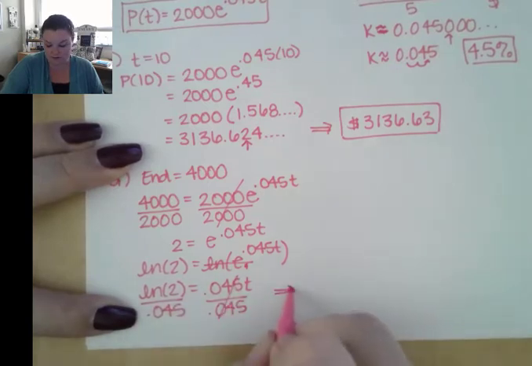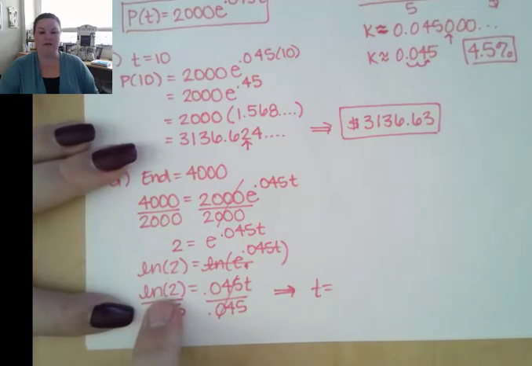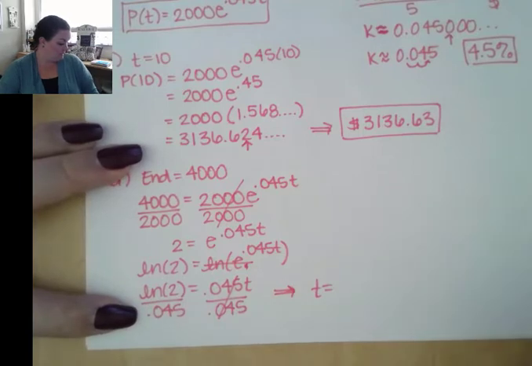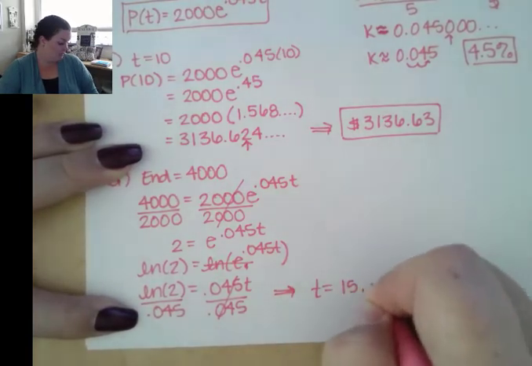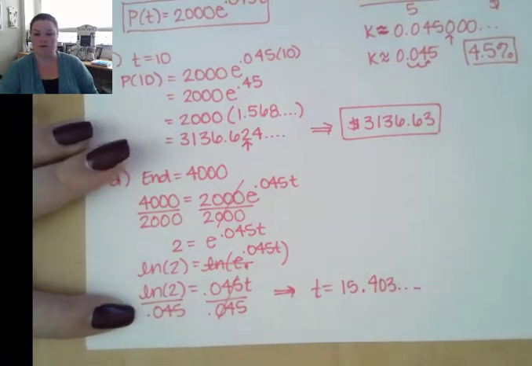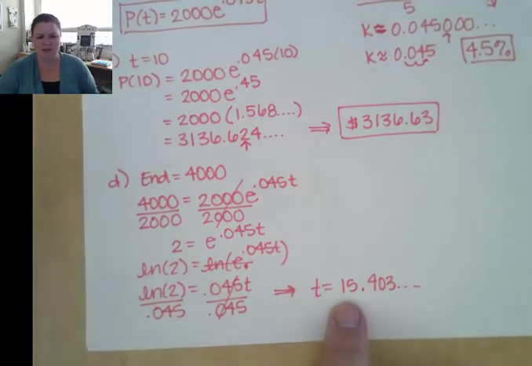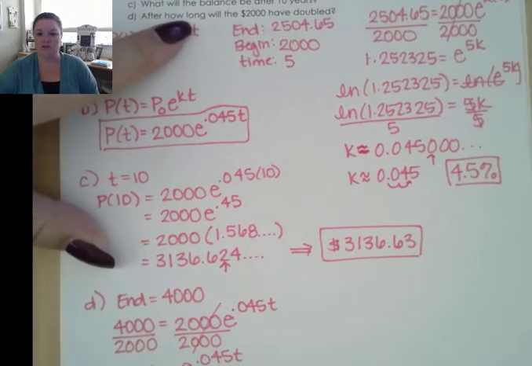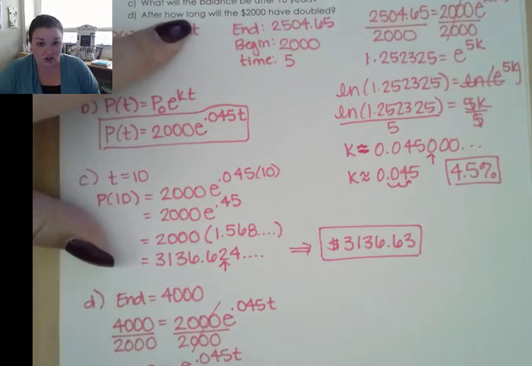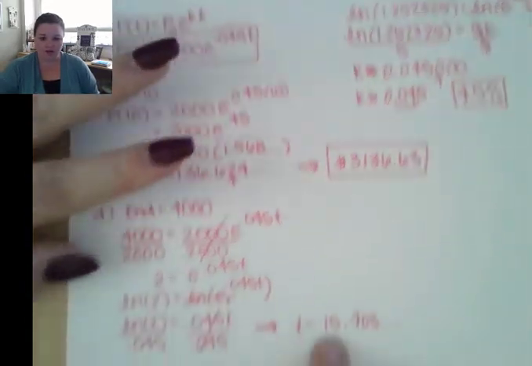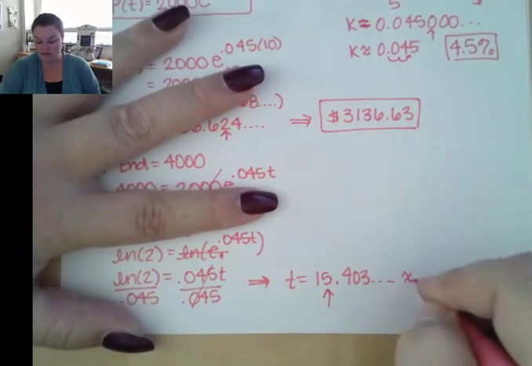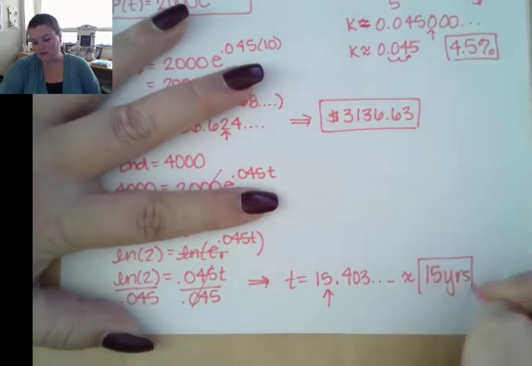I'm out of room here. So this means that t is equal to, if I do ln of 2 on my calculator and then divide it by 0.045, I should end up with 15.403 and some more digits. So again, I want to make sure it wants to know the number of years and not a date. So when I go back up here, it says after how long. So how long means we just want to know the years. Okay, if it wants to know a year, like an actual calendar year, it would say when. But since it says how long, we just want to know the number of years. And if I round it to the nearest whole number, this means it's approximately 15 years.